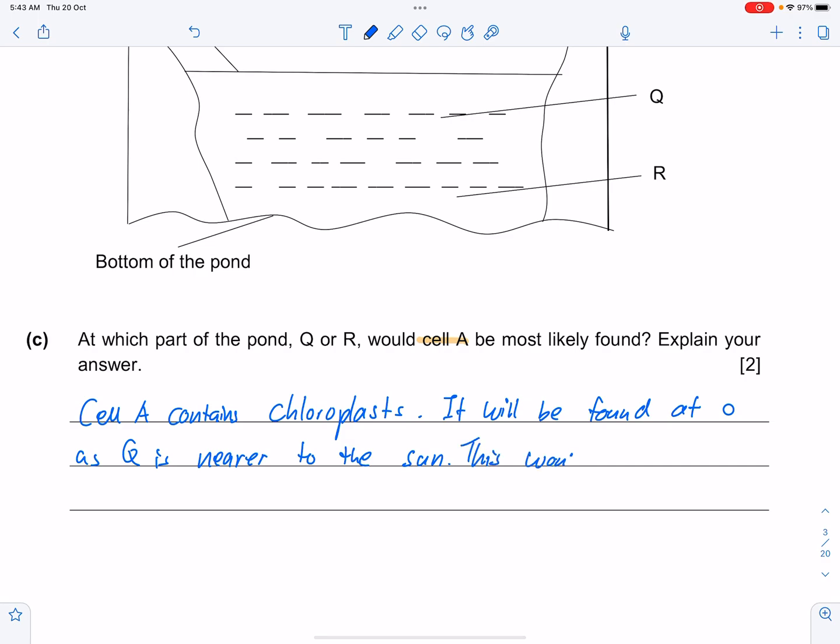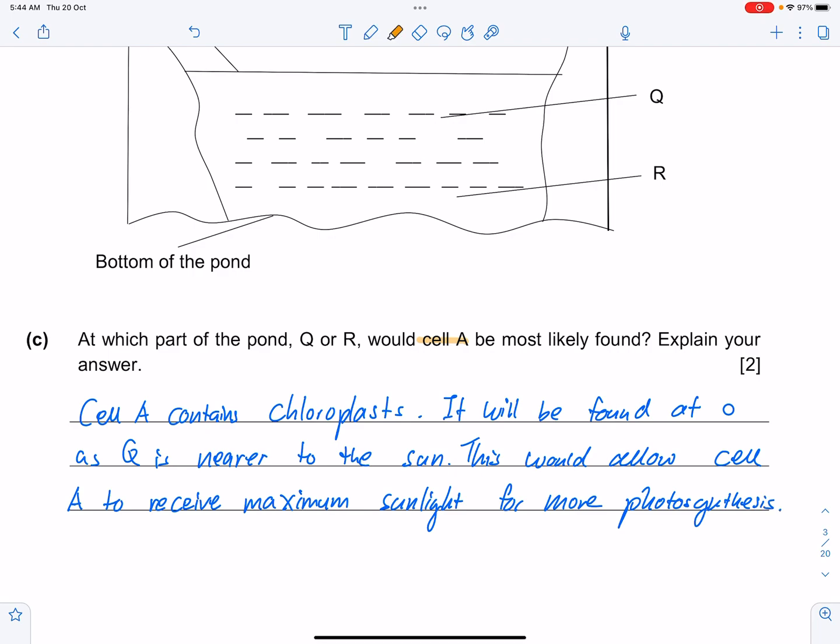This would allow cell A to receive maximum sunlight for more photosynthesis. So it's not that it cannot photosynthesize, but you want to have more.